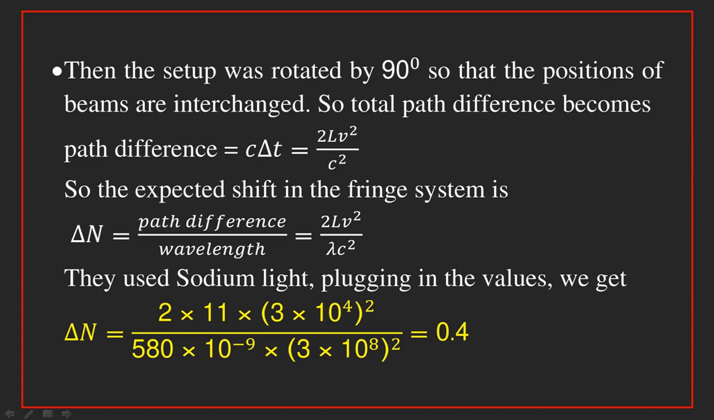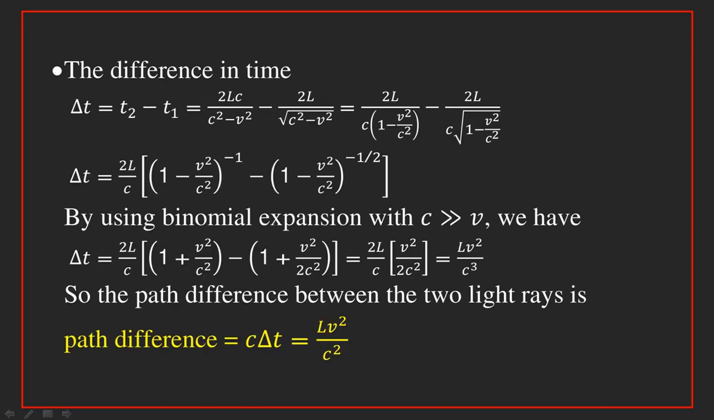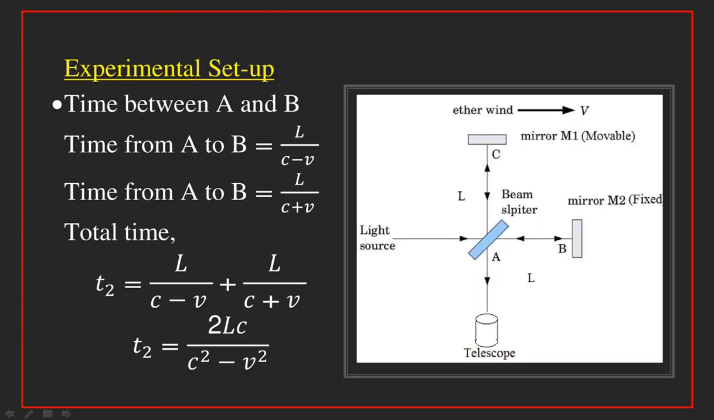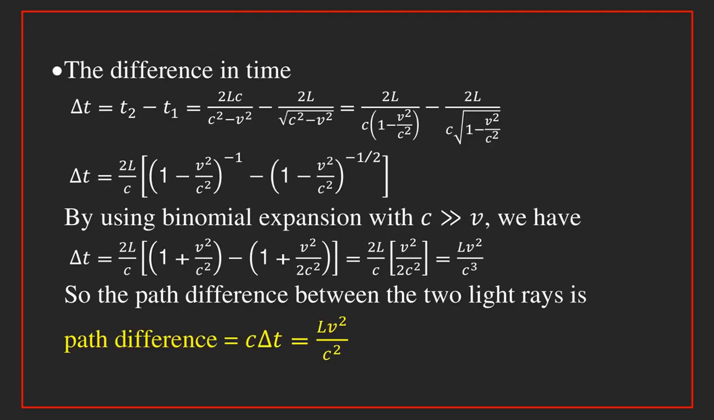Now the experimental setup was rotated through 90 degrees. If it is rotated through 90 degrees, we can see that the arm AC becomes parallel to the velocity of light and the arm AB becomes perpendicular to it. So what happens here, there will be a phase shift in the opposite direction.